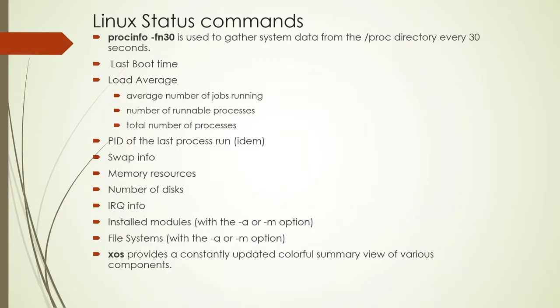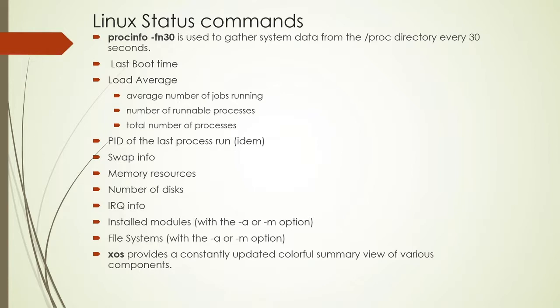Okay, so there is the next command, procinfo. So procinfo is nothing but the processor information. This is actually under the system's data directory, which updates every 30 seconds. Okay, so what kind of information does it give? It gives you the information listed below: the last boot time, the load average. Again, we know what is load average.